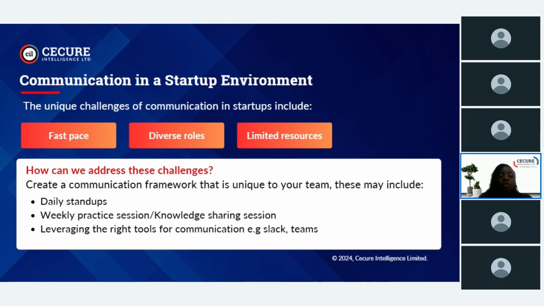So look for what works best for you as a team. You can use any tool of your choice. Do research on what you know would work for your team. You can use Slack, like I mentioned, or use Teams as well. So these are some of the tools that can help you as a team. All right, so next, let's go to the next slide, please.